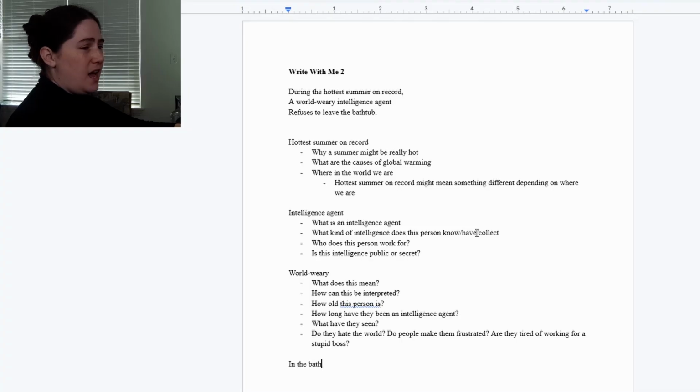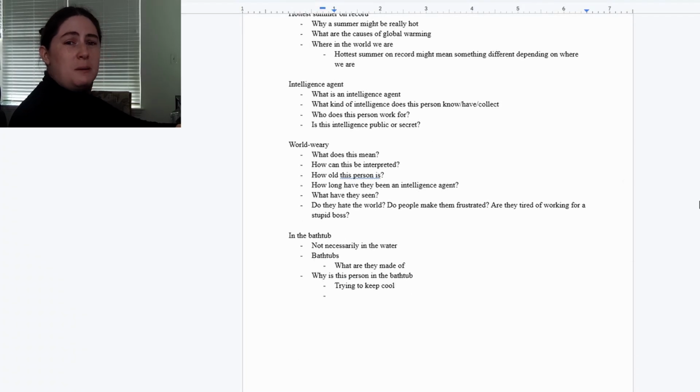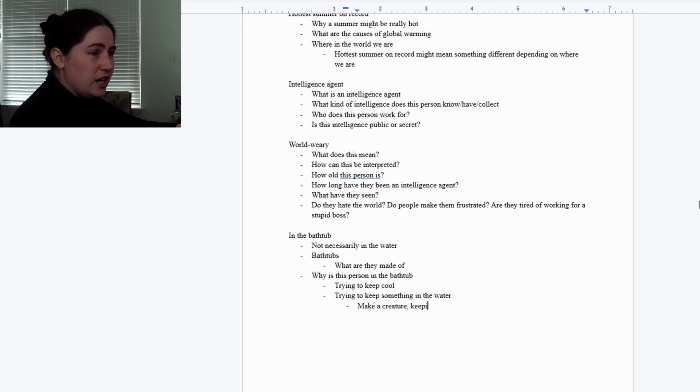So some thoughts that I have about why the person might be in the bathtub. If it's the hottest summer on record, then perhaps they're taking an ice bath and they're just trying to keep cool. So that's one possibility. Another possibility is they're trying to keep something in the water, you know, like maybe something alive, maybe a creature, or maybe they're trying to keep something submerged so that it doesn't, I don't know, leak radiation, or so it doesn't get affected by radiation or something.